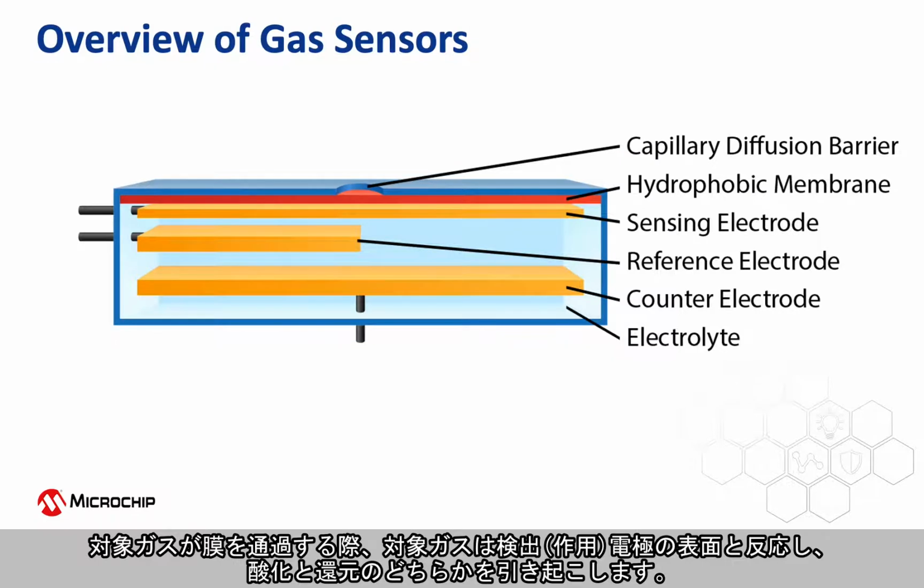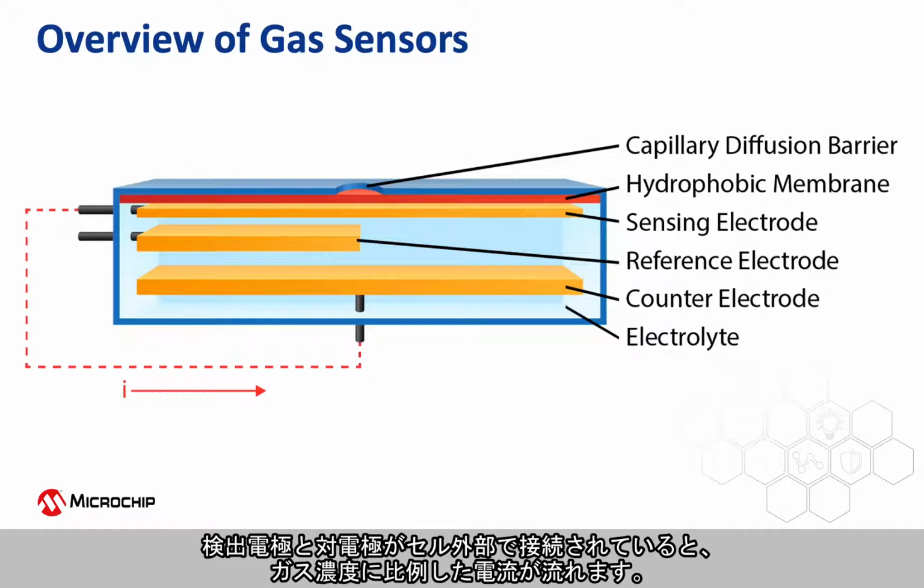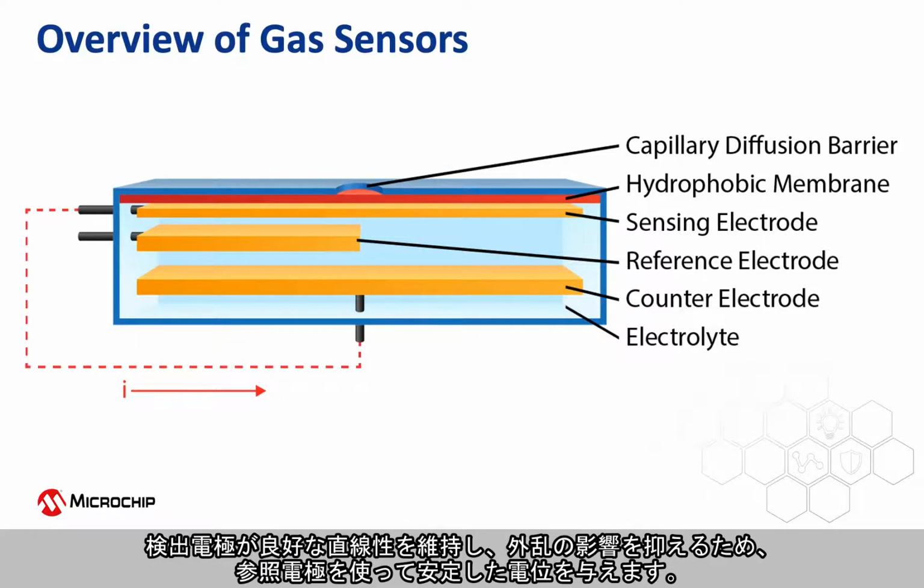As the target gas passes through the membrane, it reacts with the surface of the sensing or working electrode, causing either an oxidation or a reduction. If the sensing and counter electrode are connected on the outside of the cell, a current will flow that is proportional to the amount of gas concentration. The reference electrode is used to provide a stable voltage potential for the sensing electrode to maintain good linearity and minimize sensitivity to the interfering gas.